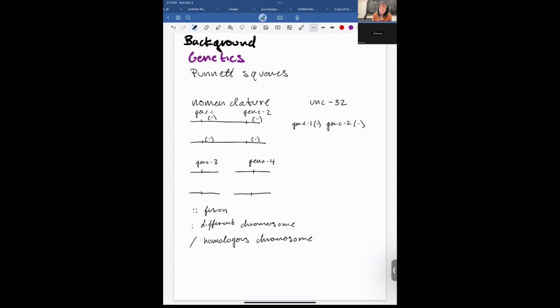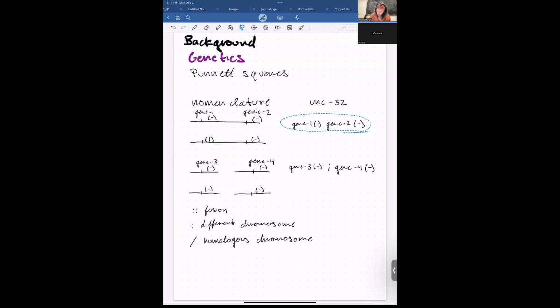Okay, so then in this 2 chromosome example, if these are both mutants, how would we write this? Well, different chromosomes are indicated by the use of a semicolon. So we would write this as gene 3 mutant, and then a semicolon indicating on a different chromosome, gene 4 mutant. Okay, so then what if gene 1 is heterozygous? How do we indicate that?